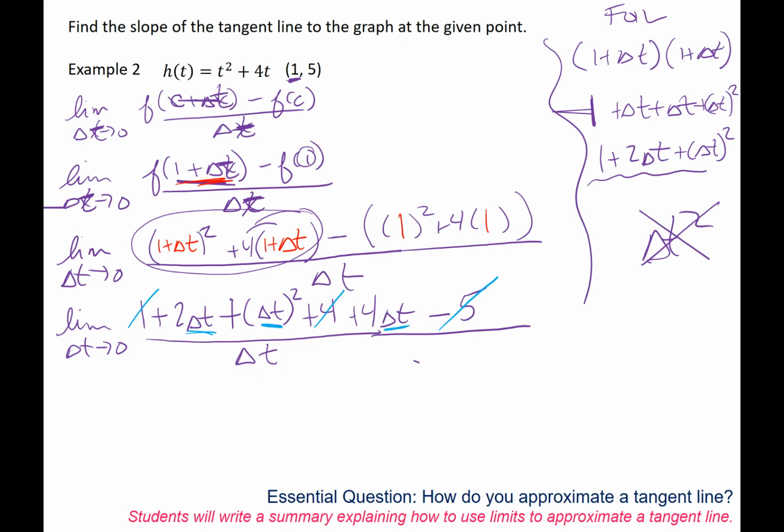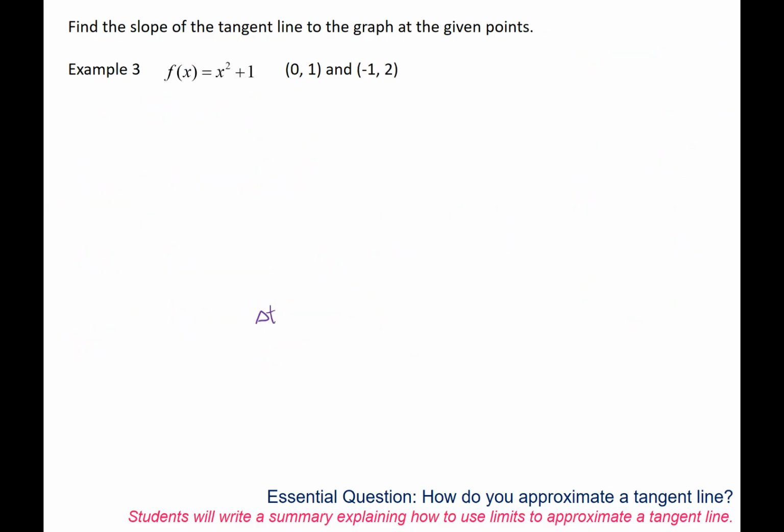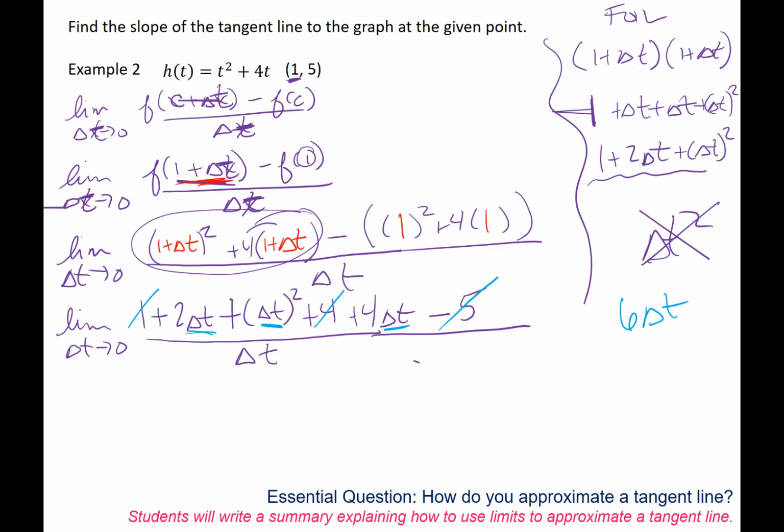A delta t. I could combine the 2 and the 4 together, right? What do I get when I combine the 2 and the 4 together? 6 delta t. I'm just going to assume that I have that there already. I'm not going to write a whole other line for that. So, you're listening. When I have a term in there that's kind of a factor that's common, what do I do with it?